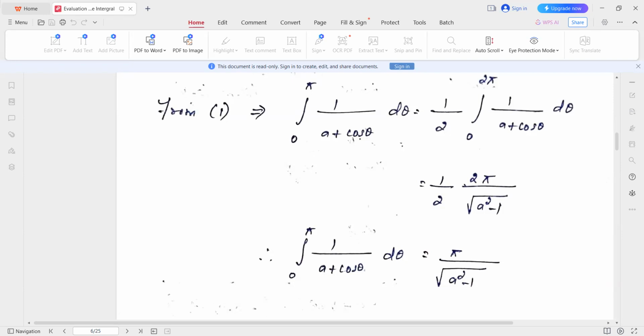So in the next video, we will see the other types of integrals. Okay, so here we have 6 types in total. Already in this video we have seen the first type. In the upcoming videos we will see the next types.